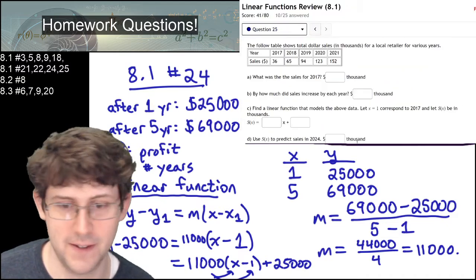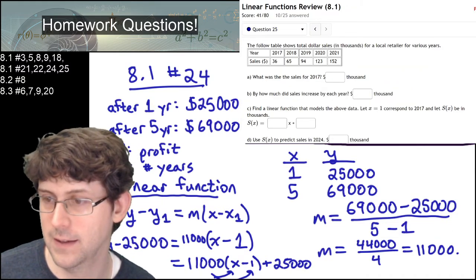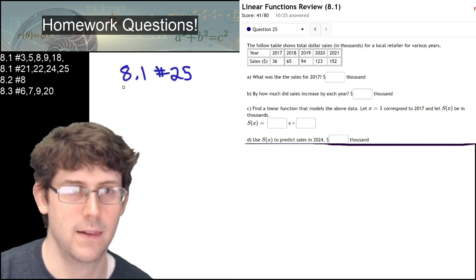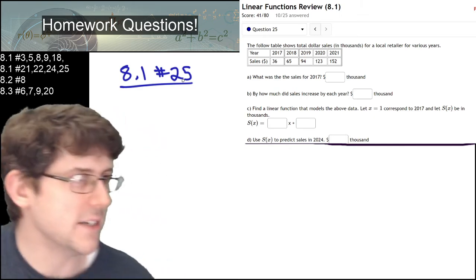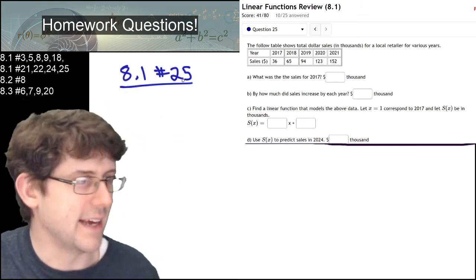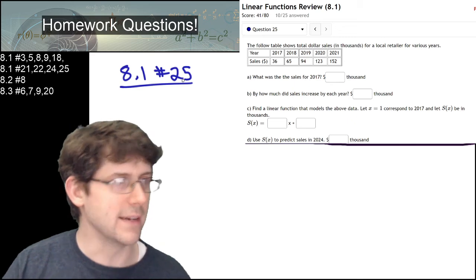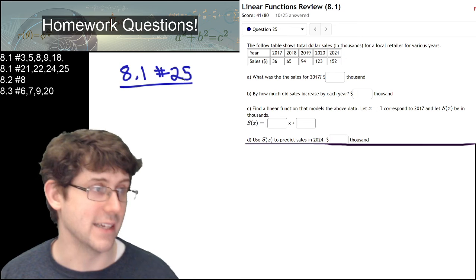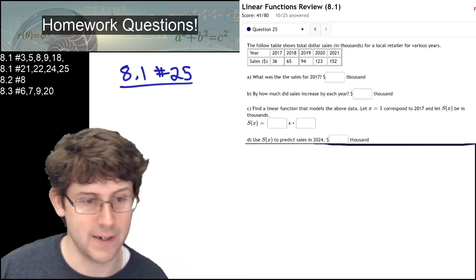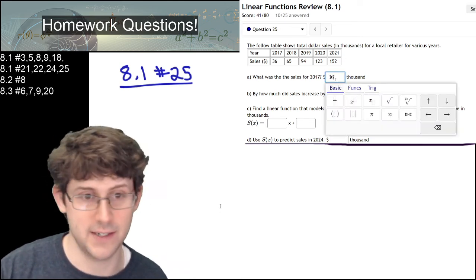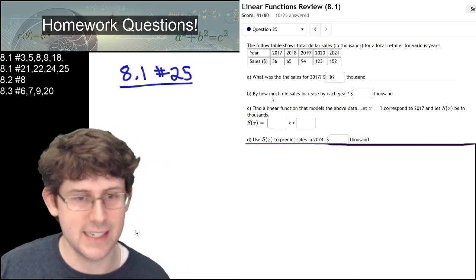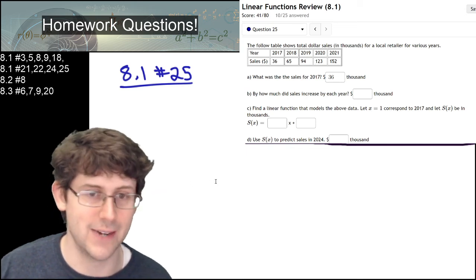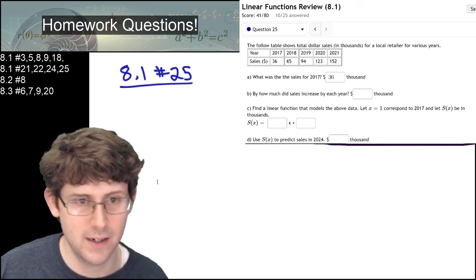8.1, number 25. This says, here's a table with dollar sales in thousands for various years. Okay, so the years are like inputs and the sales are like outputs. It says, what was the sales for 2017? Well, you grab it off the table. It's $36,000. How much did the sales increase each year? Apparently the amount is going up by the same amount each year. So let's see how much.